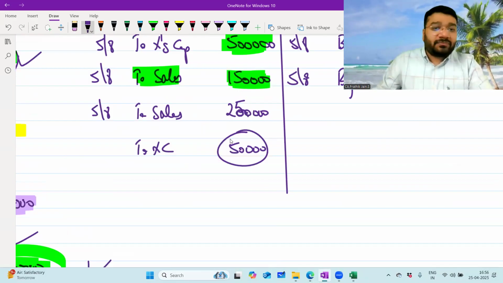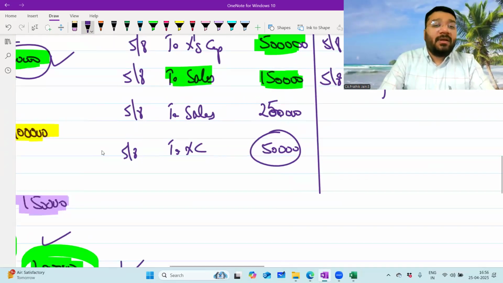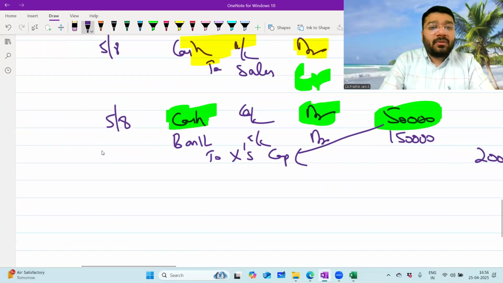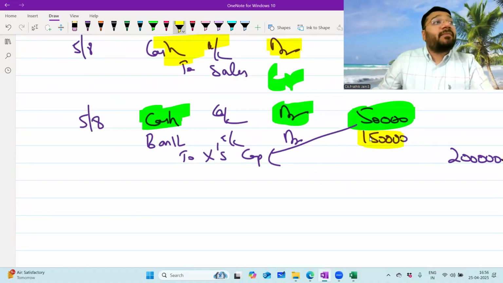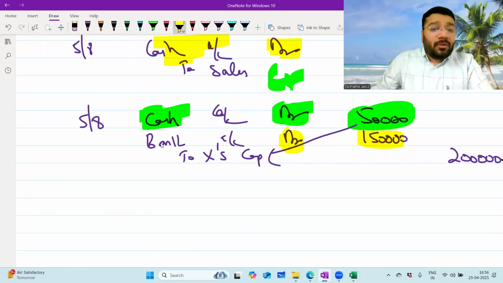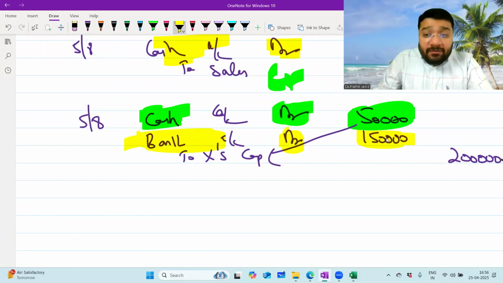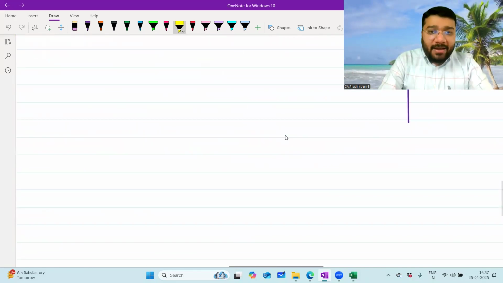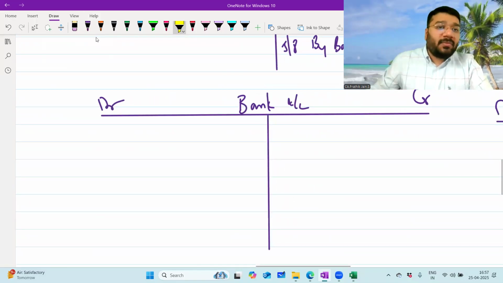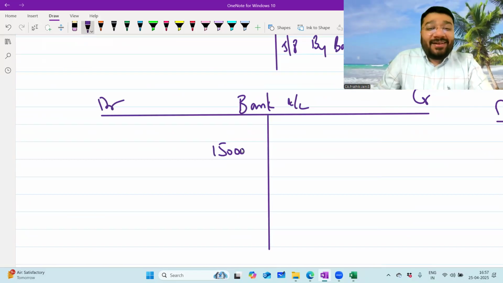Got it now? Fifth August. Now 1,50,000 rupees I should record on the debit side of which account? Bank account. In other words, in the bank account I have to record 1,50,000 on the debit side. So go to the bank account, debit side, amount 1,50,000, description: to excess capital.